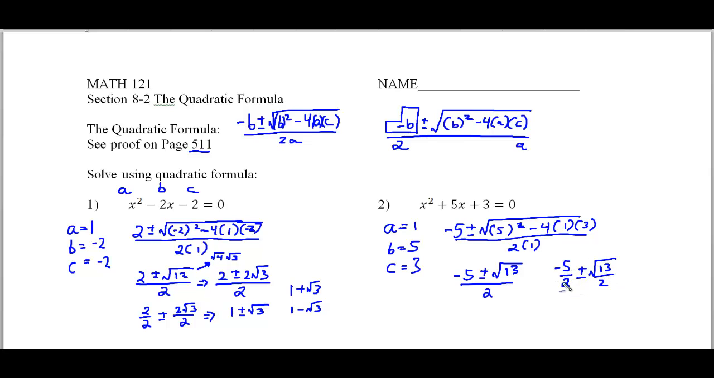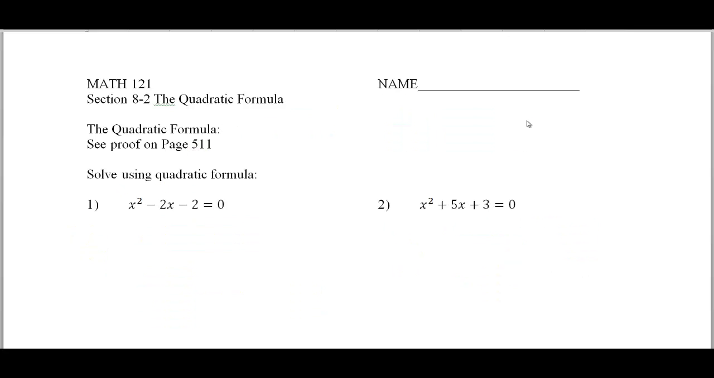The first answer is -5/2 plus square root of 13 over 2. And if you computed that and got a decimal, you would have seen that that's one place where this crosses the x-axis, and -5/2 minus square root of 13 over 2, which is another place where it crosses the x-axis. I will show you that demonstration now, because I can use my emulator software here.